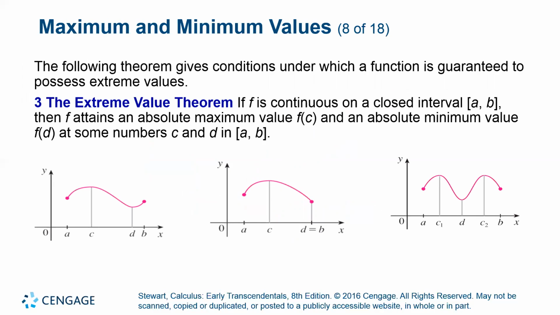Okay, where we can find the absolute maximum and minimum. The following theorem gives conditions under which a function is guaranteed to have extreme values. Note the hypothesis says that f is continuous on a closed interval [a, b]. Then it attains an absolute maximum value f(c) at a certain point c in that interval. It also has an absolute minimum, f(d), at a point d. The c and d are in that interval, they cannot be outside.